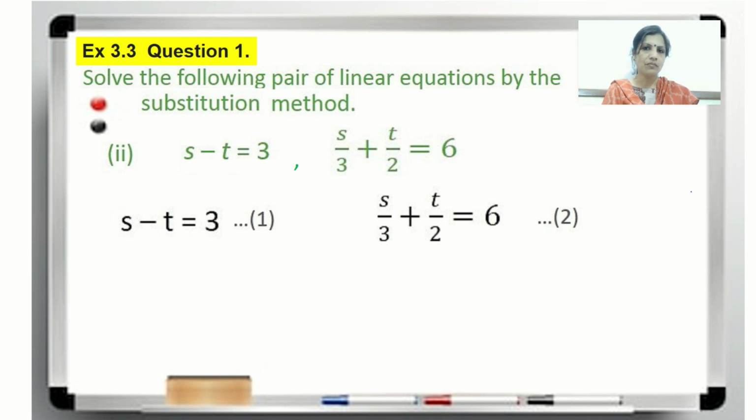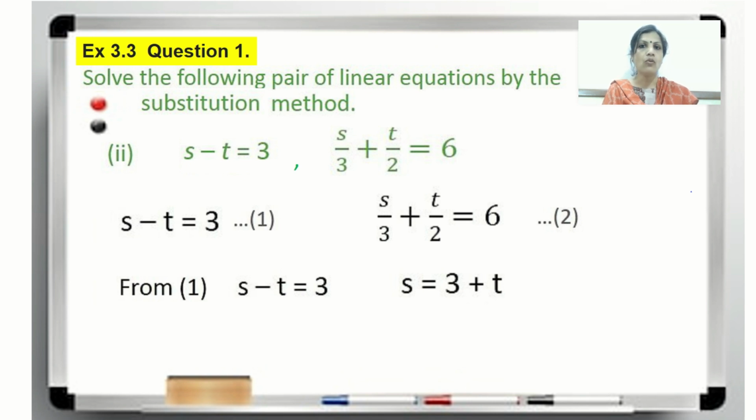Now in substitution method, what you have to do is substitute for any of the variables, either s or t. In such cases, you have to select the simplest equation. So in our case, equation 1 is a simple equation, so I can make changes in that equation easily. From equation 1, that is s minus t is equal to 3, I can write this equation as s is equal to 3 plus t.